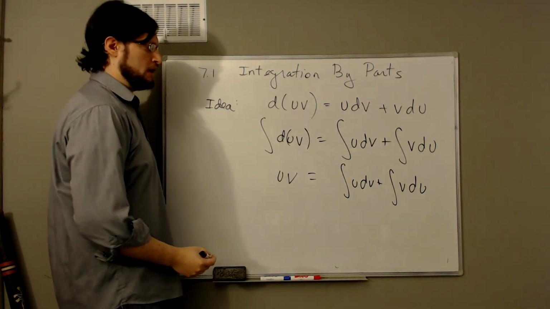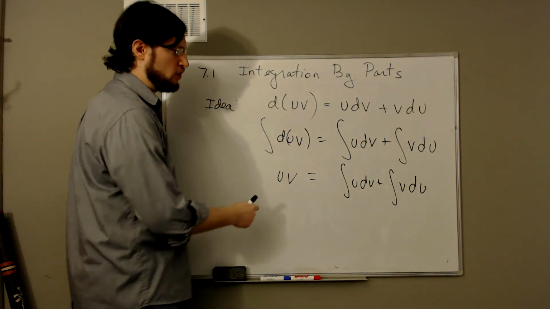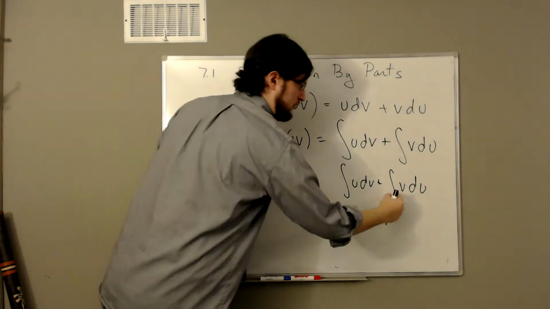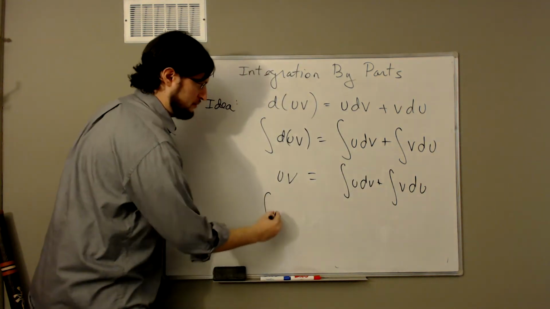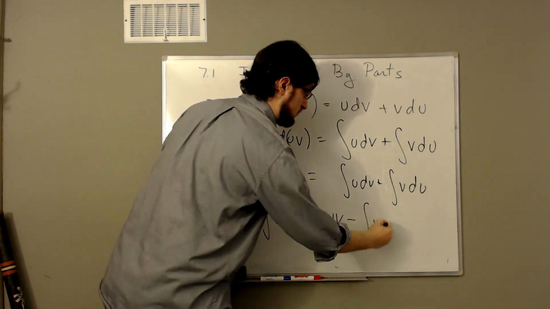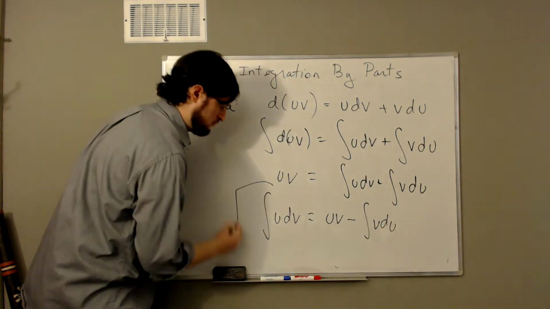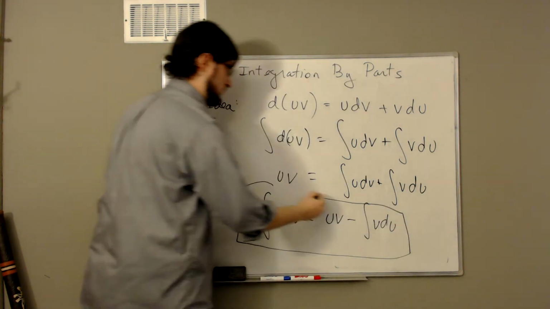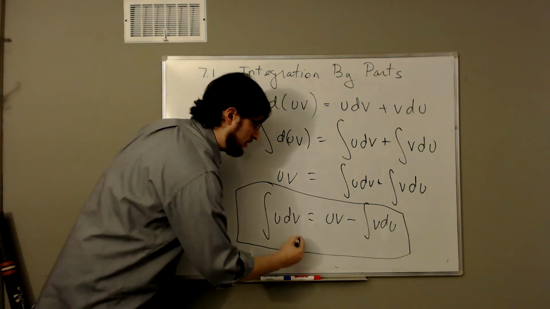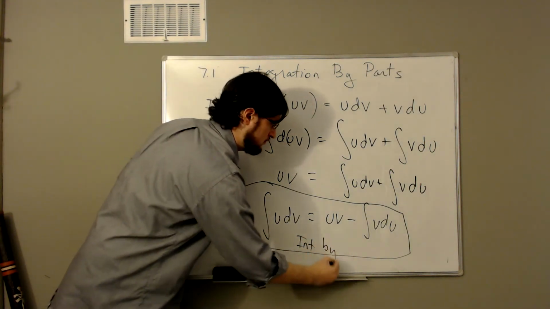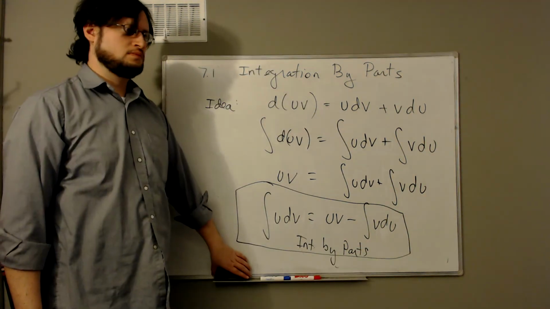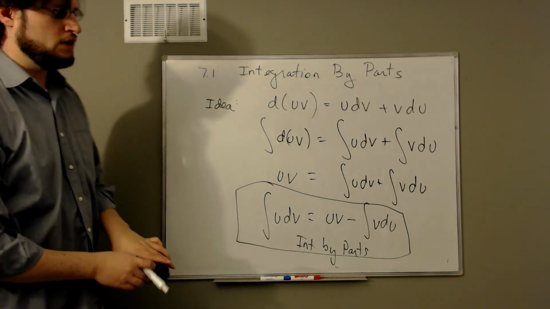And we're just going to solve here, and we're going to move the v du over to the left. I'm going to write it like this. And this is our formula for integration by parts. And maybe it looks a little meaningless right now.